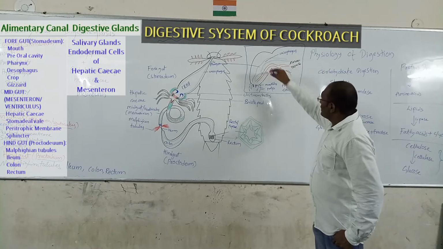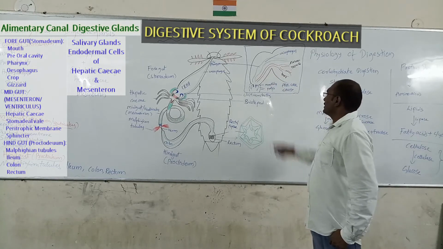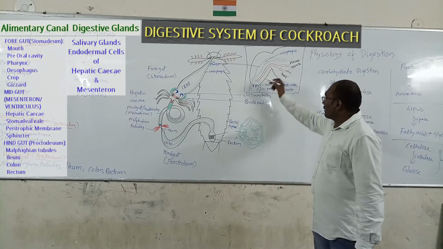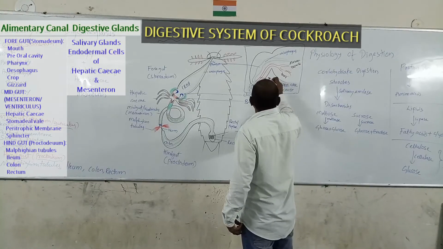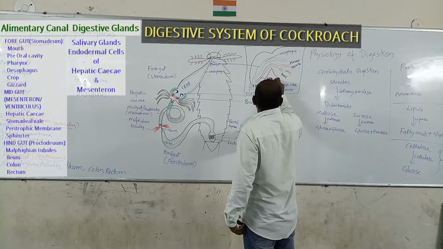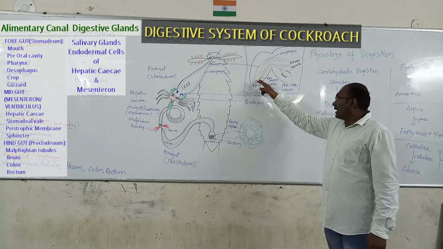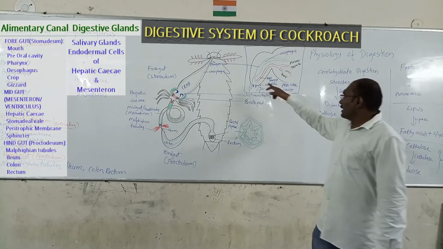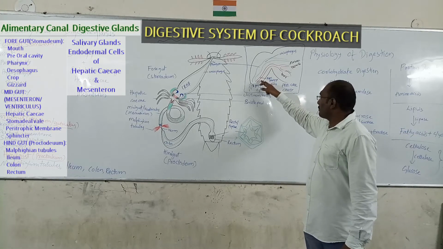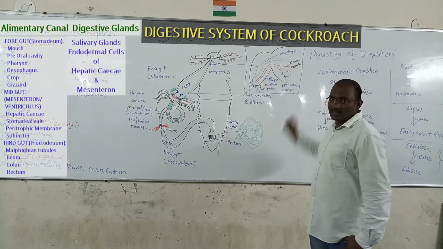Behind this pharynx, the aperture is open here. This is called hypopharynx. Why? Because it is below the pharynx, that is why it is called hypopharynx. By this aperture of hypopharynx, it is divided into anterior cibarium and posterior salivarium. In the posterior salivarium, this hypopharynx secretes the digestive juices which are secreted by salivary glands.